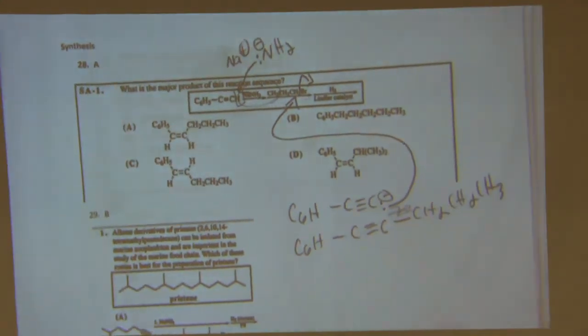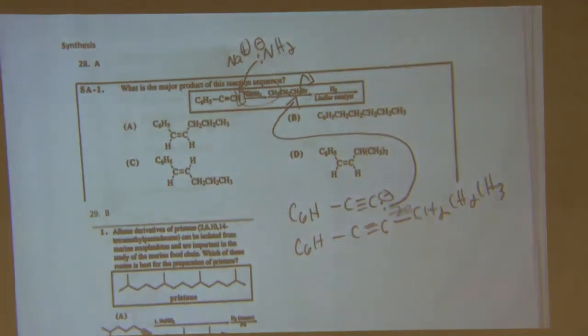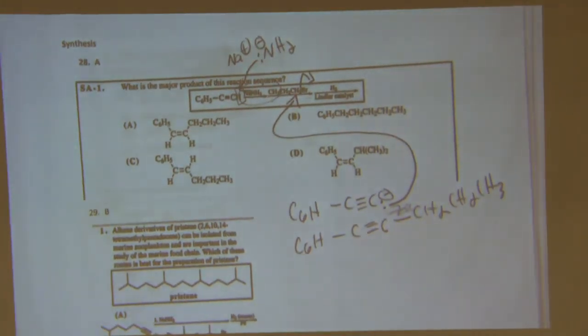Okay, and then what does Lindlar's catalyst do? Does anybody remember? It reduces it, but not all the way. That's true. So it reduces it, and you get to keep the double bond. But what was special about Lindlar's catalyst?